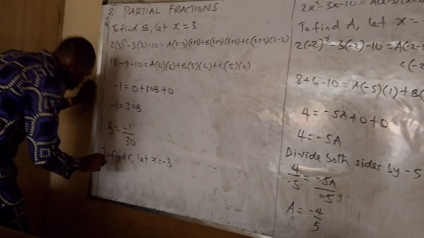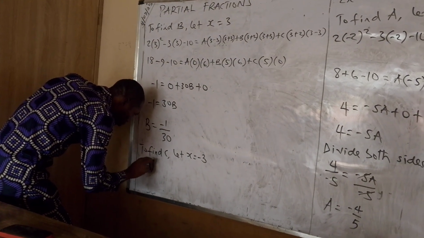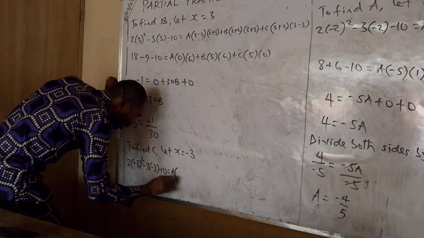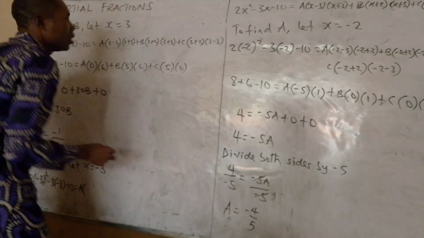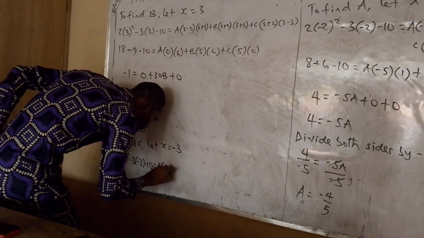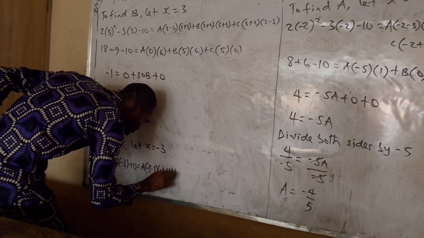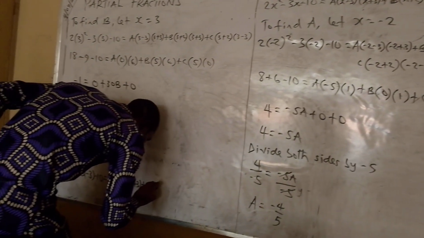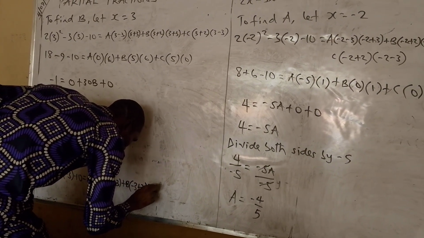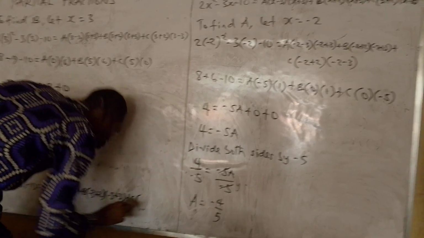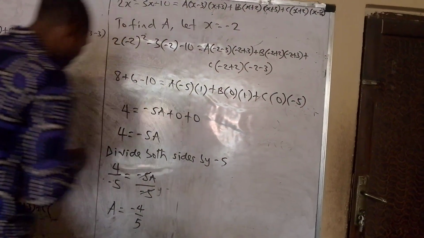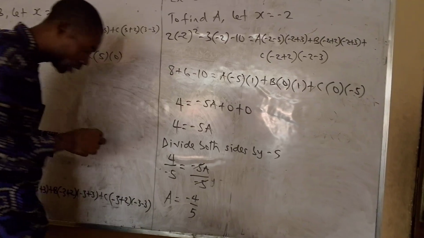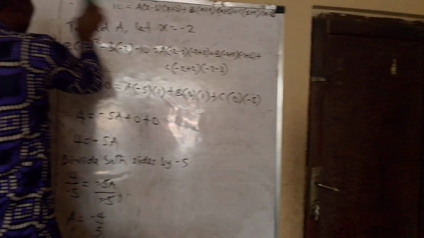Let me continue from down here. So this will give us 2 into brackets minus 3 squared, minus 3 into bracket minus 3, minus 10 equals A into bracket minus 3 minus 3, minus 3 plus 3, plus B into bracket minus 3 plus 2, minus 3 minus 3, minus 3 plus 2, minus 3 plus 3, and the C will give us into bracket minus 3 plus 2, minus 3 minus 3, minus 3 plus 2, minus 3 minus 3. Now let's expand the brackets.